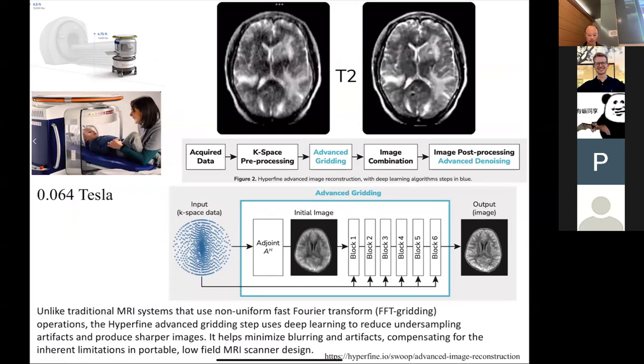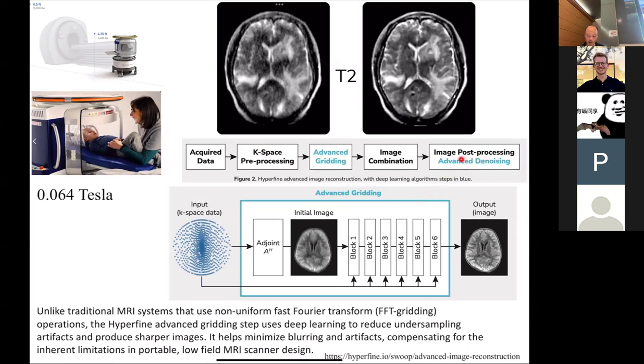Essentially, it tries to apply a lot of the concepts that we've talked about. For example, it does the initial processing in k-space. It does advanced gridding. Advanced gridding is just saying that because it's such a low field and it has to acquire things relatively quickly, it doesn't necessarily acquire all of k-space line by line. It might use what are called non-Cartesian trajectories. The gridding gets you from something that's not uniformly sampled to something that is uniformly sampled. And then they do a lot of advanced processing.